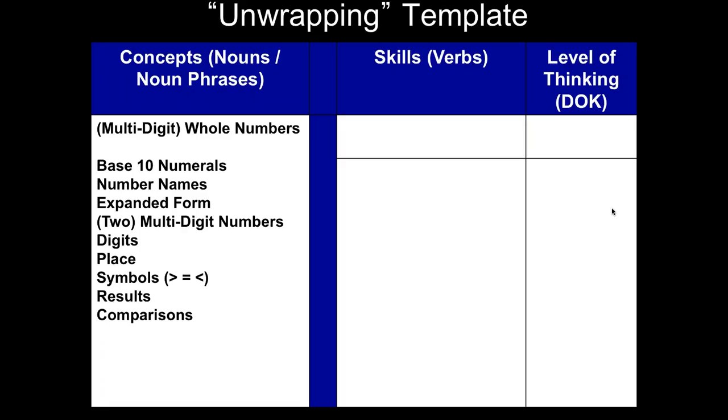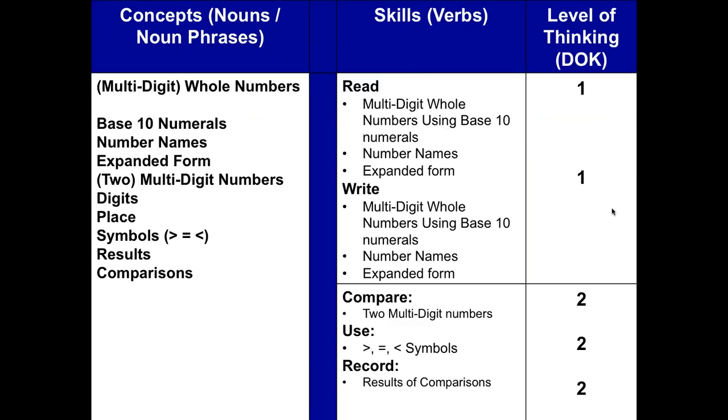It's more important when we get into this graphic organizer. Again, on the left-hand side, all the concepts, the nouns or the noun phrases. Then on the right side, we add the skills, the verbs with what they have to do. So we can't just list read or write, because they have to do multiple things. They have to read multi-digit whole numbers using base 10 numerals. They have to read number names. They have to read expanded form.